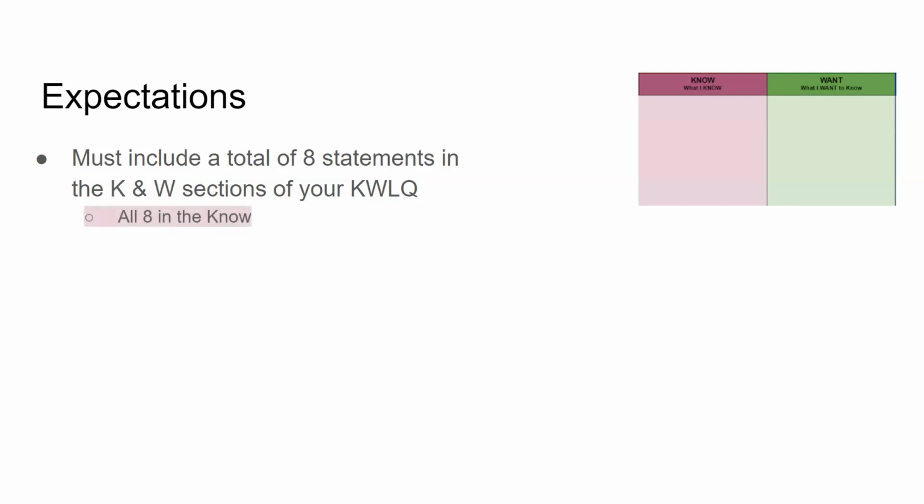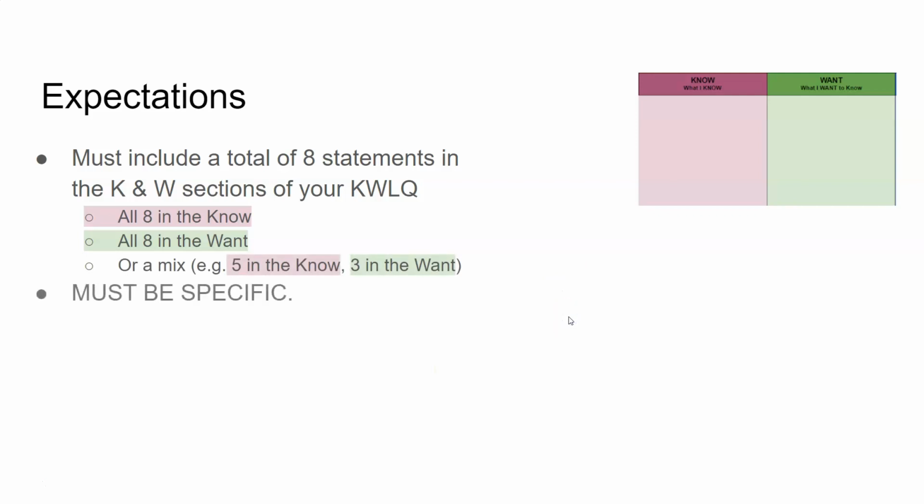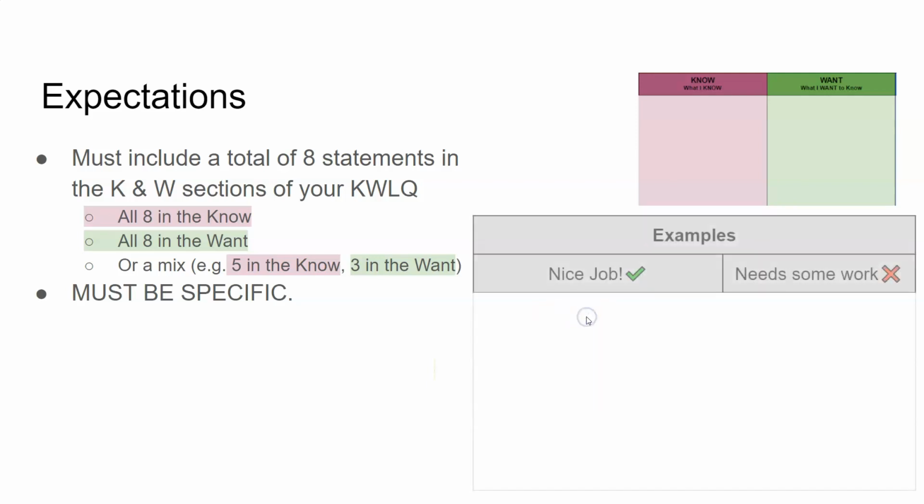Now, you could technically put all 8 in the know, and you could technically put all 8 in the want to know. But most people will probably do a little bit of a mix. So as long as it adds up to a total of 8, that's fine for this first KWLQ. The other thing I want to communicate to you is that you must be specific, okay? So let's talk about what I mean by that. I'm going to do that by showing you some examples where the statements are specific and when they're not specific.